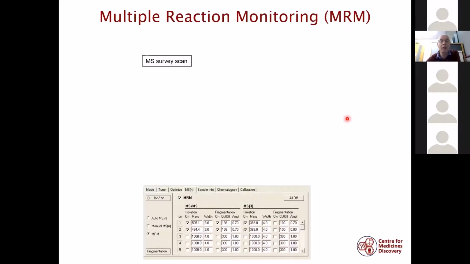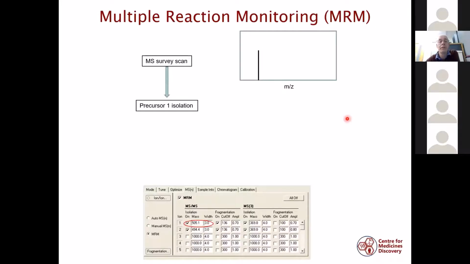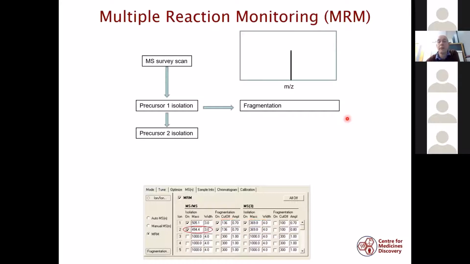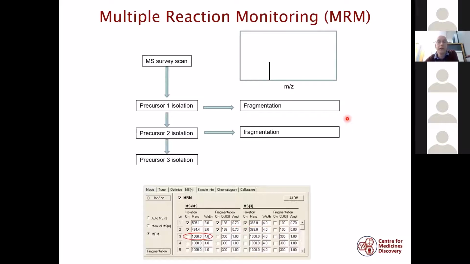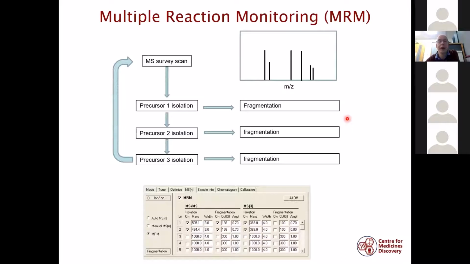So here's how it works. We start with an MS survey scan. This is our survey scan, so we have different m/z peaks. We will identify those. We will select precursor 1. We'll fragment precursor 1. We'll then select precursor 2, fragment precursor 2, select precursor 3 and fragment that, and then we will return back to doing the survey scan.